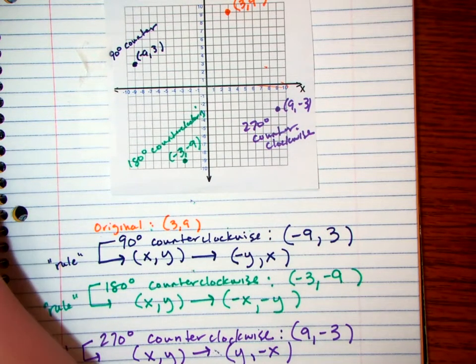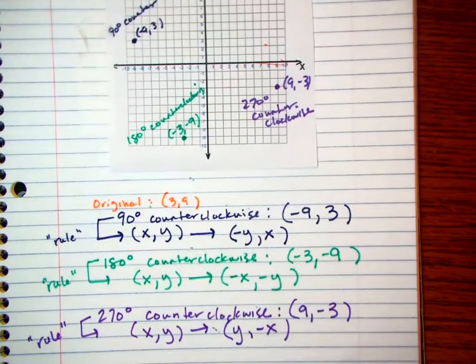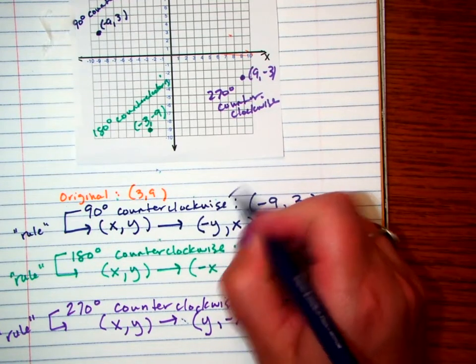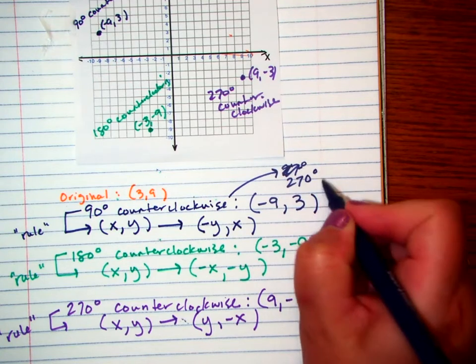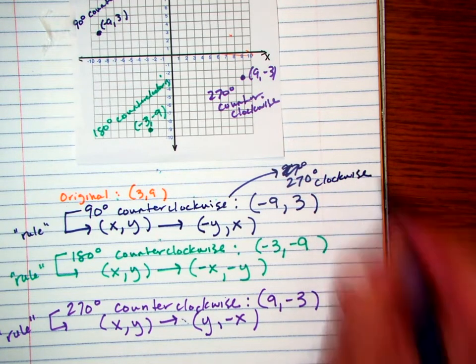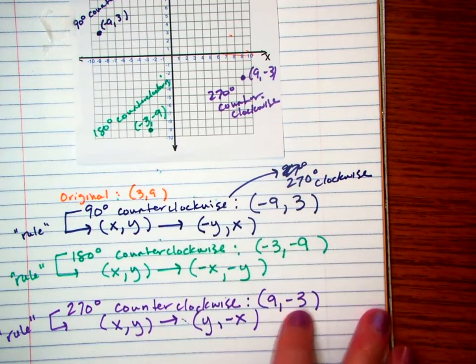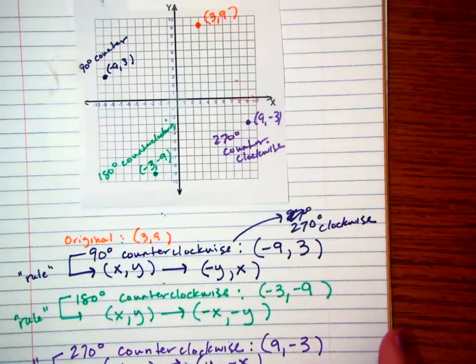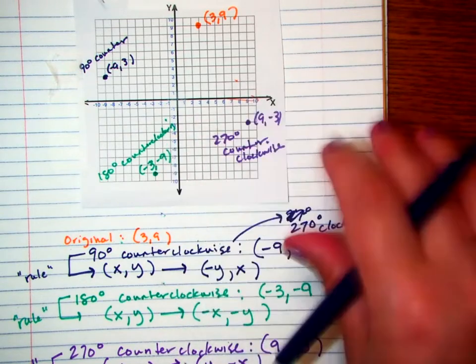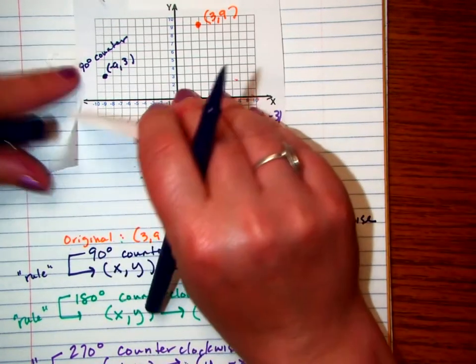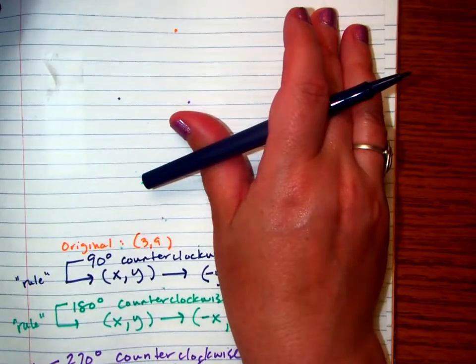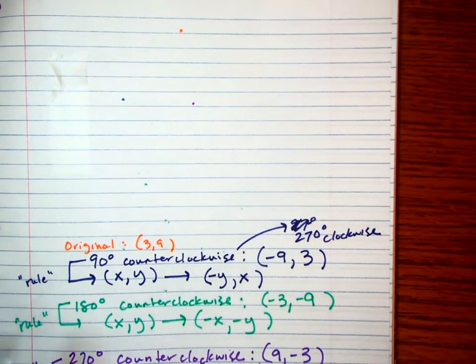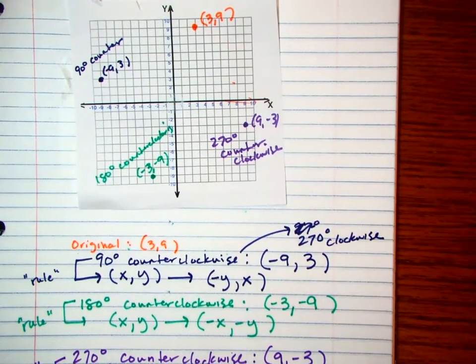I just want to mention here that since we said that 90 degrees counterclockwise was the same as 270 degrees clockwise, if we're going to do a rotation, I'll show you that in just a second, it would be the same. In fact, I might as well just do this up here. Let's reuse this. All right, so this would be 270 degrees clockwise. Let's look at that.